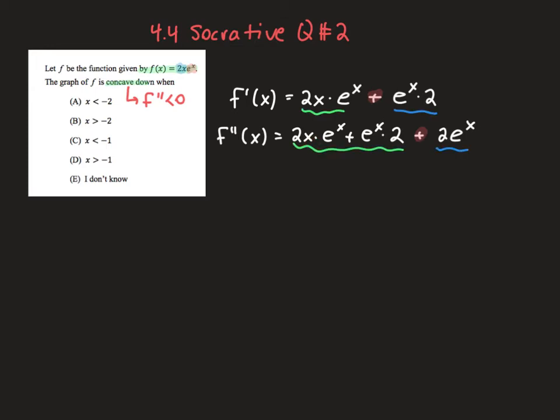That leaves me with 3 terms. They all have a 2 that I can factor out, and they all have an e to the x that I can factor out. Factoring 2e to the x out of this first term is just going to leave the x.